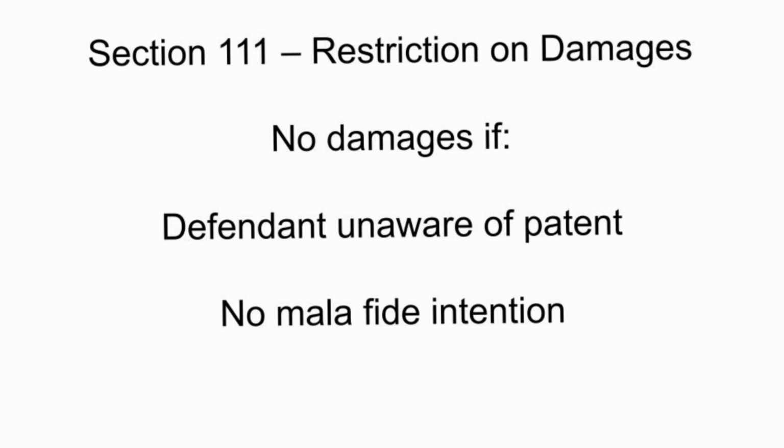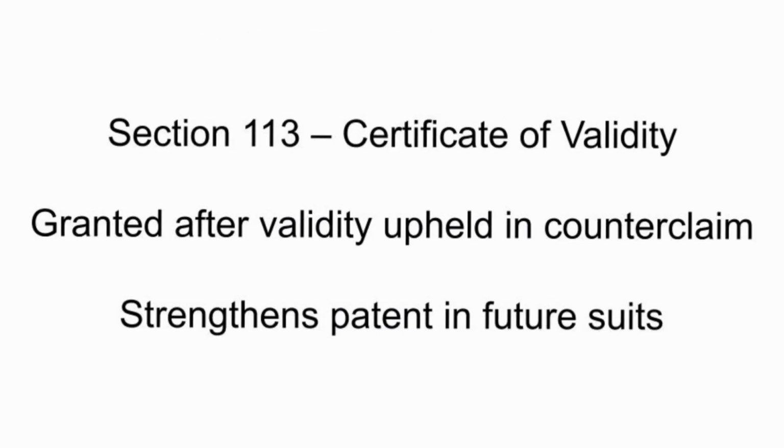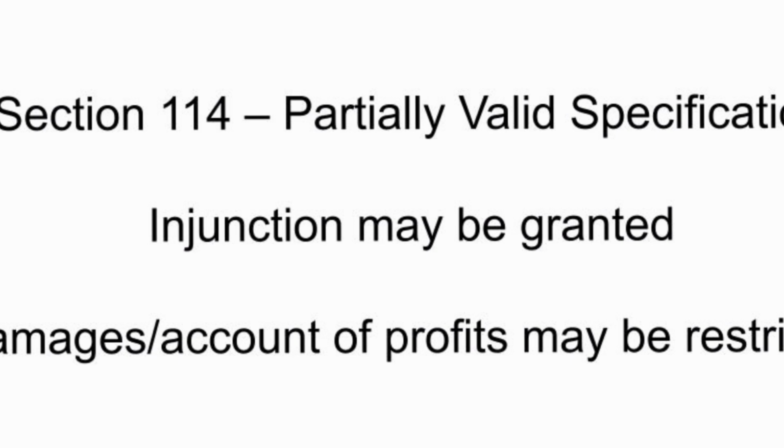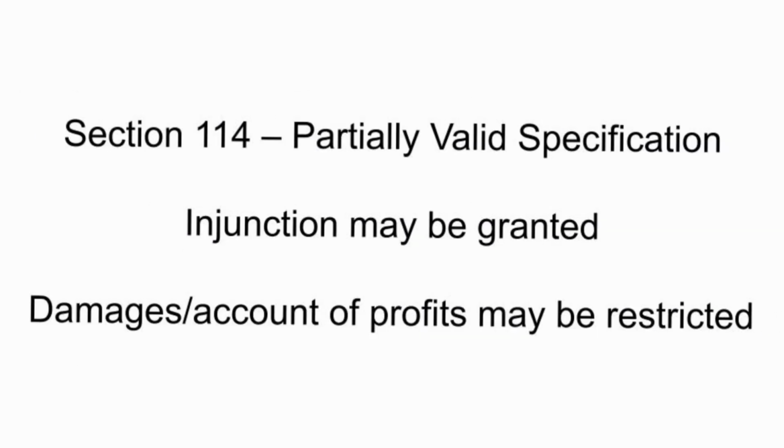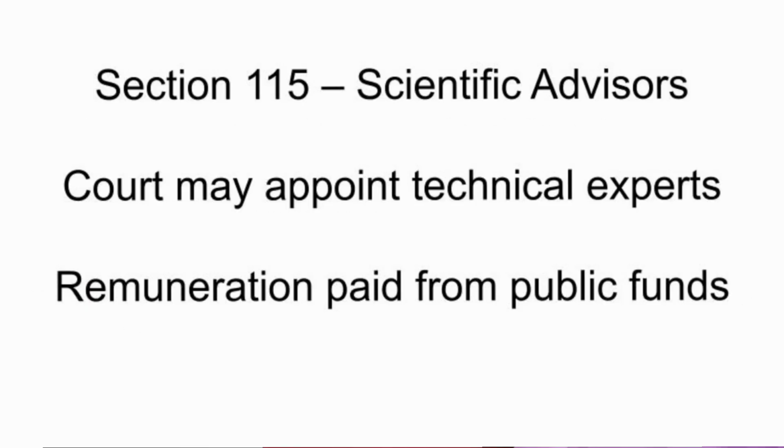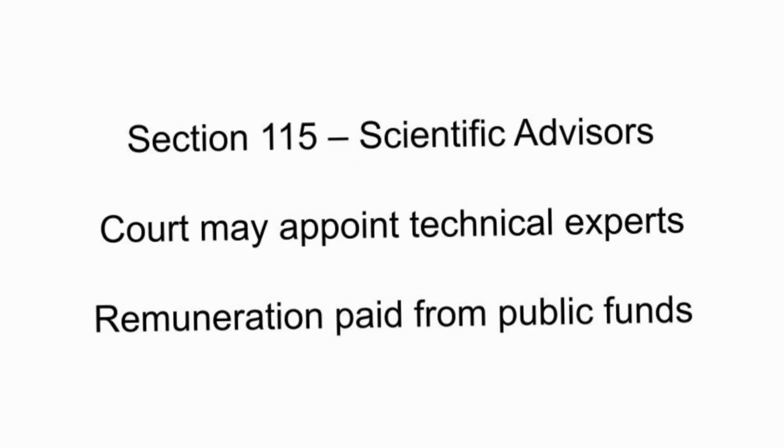Section 113, certificate of validity of specification. After the validity of the patent is questioned by the defendant, if such patent is still valid, the court may grant the certificate of validity. Then Section 114 talks about the relief for infringement of partially valid specification. Even if the specification made by the plaintiff is partially valid, the court can still give the remedy for that partially valid specification alone.